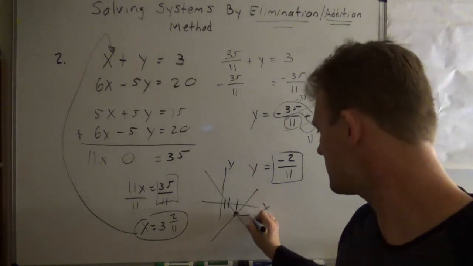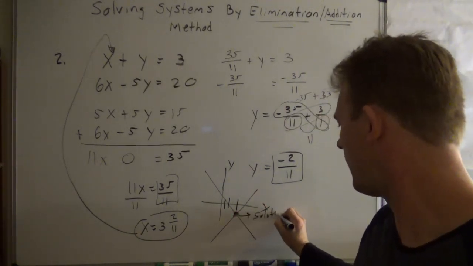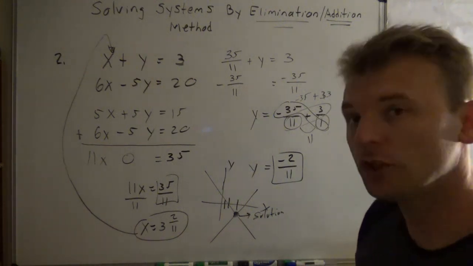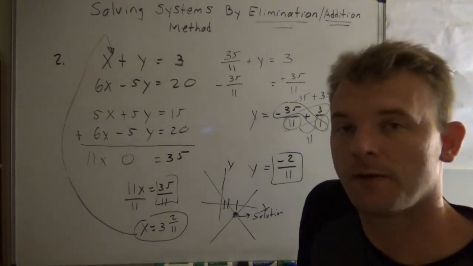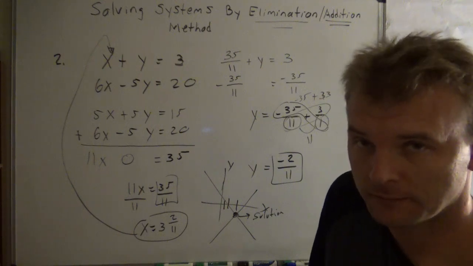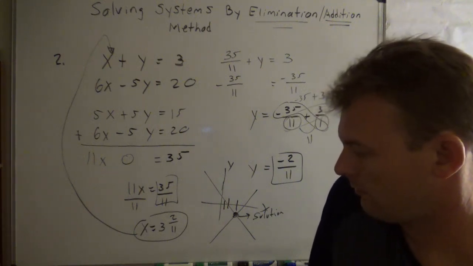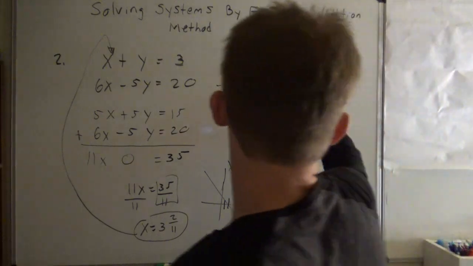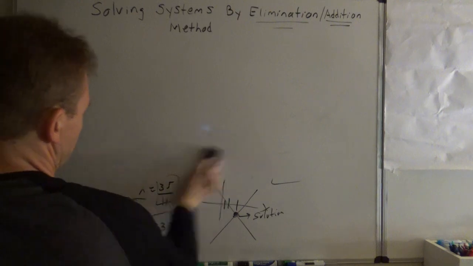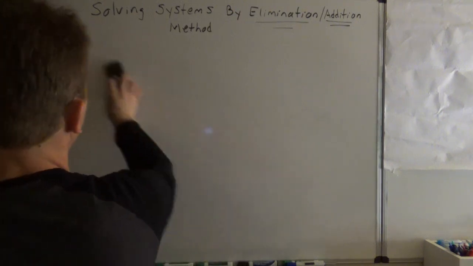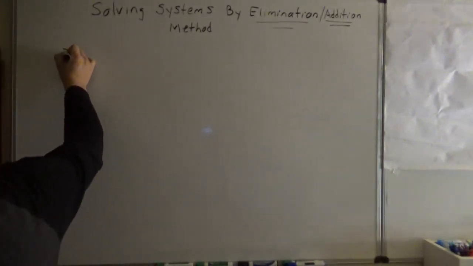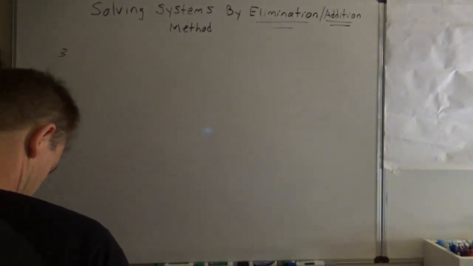When they cross, this is what you call your solution. That's your solution to your equation when they cross. That's what you're looking for by this method. All right. Let's do a couple more. Number 3. Try this one.